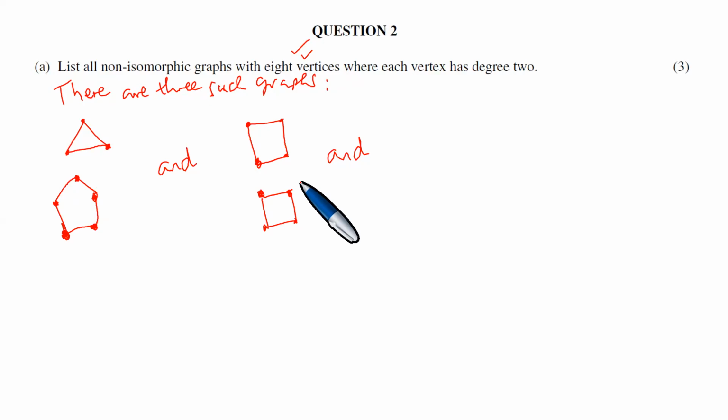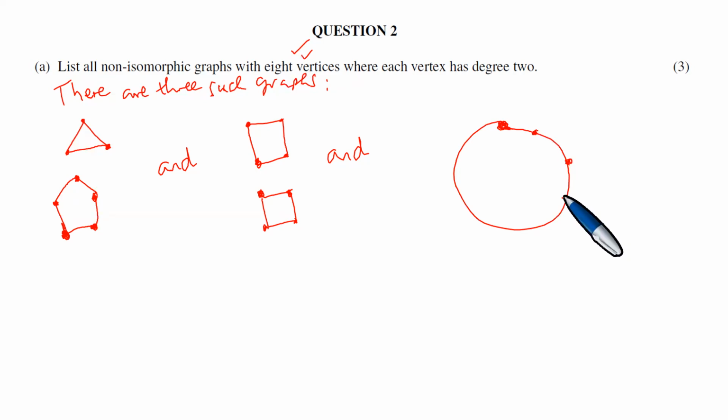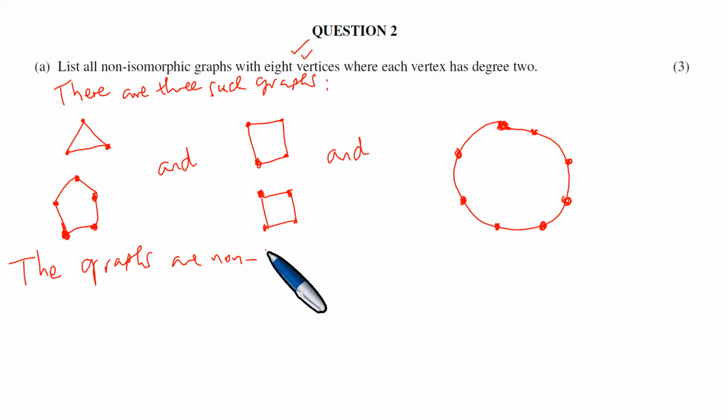Now, also, you can look at one graph that is on 8 vertices, like this. So you put a vertex here: 1, 2, 3, 4, 5, 6, 7, 8. Okay, so these graphs are not isomorphic. We make that comment that the graphs are non-isomorphic.